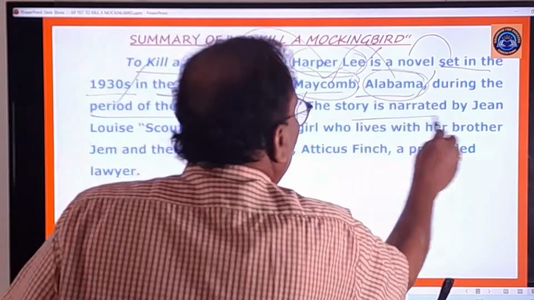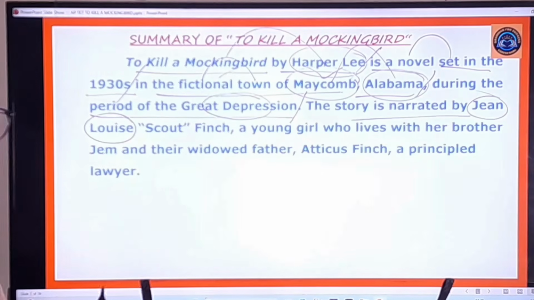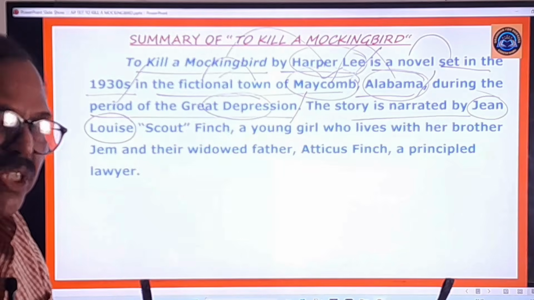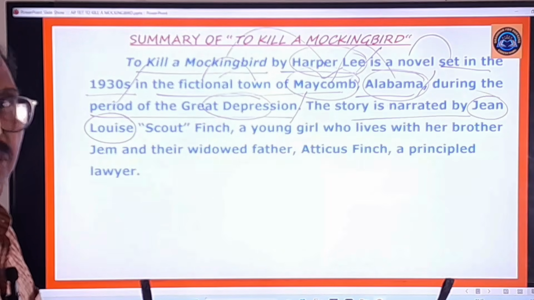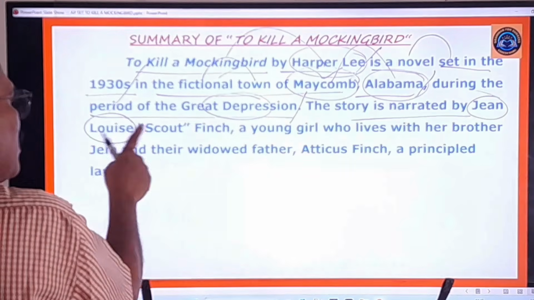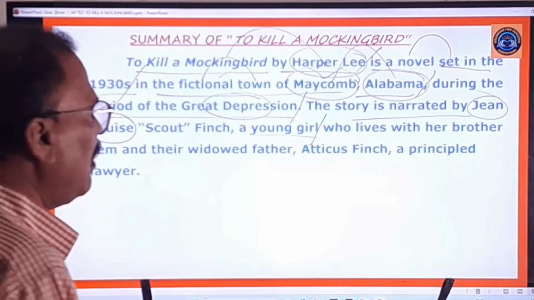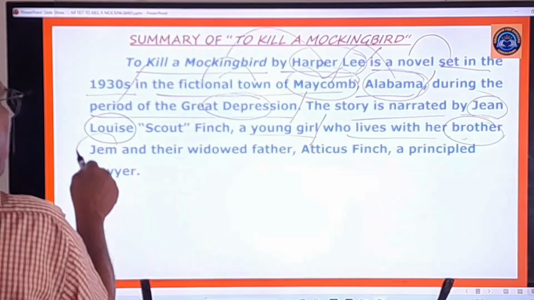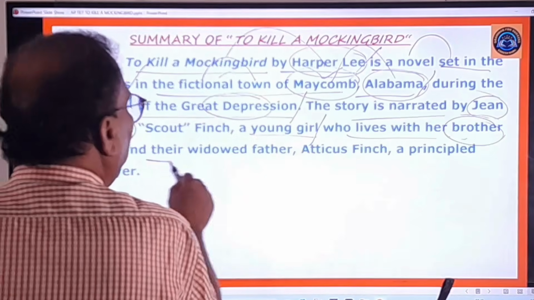The story is narrated by Jean Louise, that is Scout Finch. Scout Finch or Jean Louise Finch, anything you can say, because in the examination they might ask you a question on this. So this story was narrated by Jean Louise Scout Finch, a young girl. She was a young girl who lives with her brother Jem. Jem was her older brother, and their widowed father.